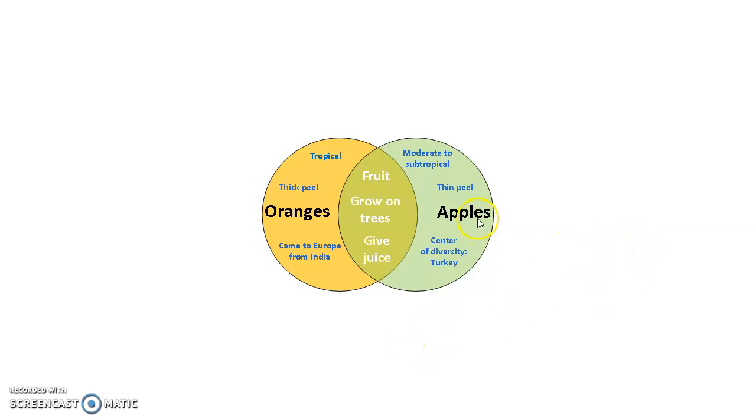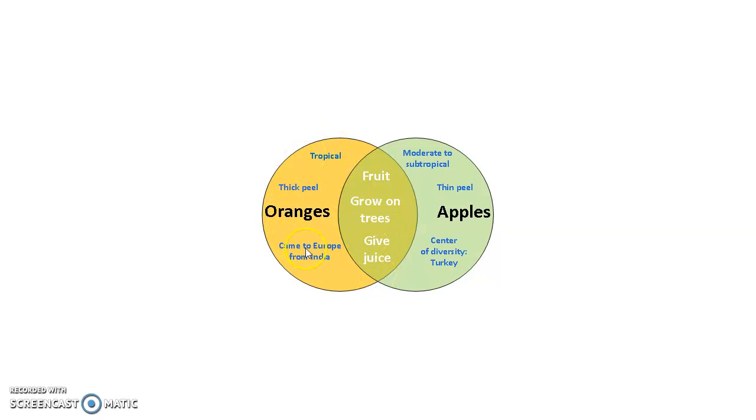What's going on here is they are using this one circle to talk about everything related to apples. They have a thin keel. They're in moderate to subtropical climates. The center of diversity is Turkey. It's a fruit, it grows on trees, and it gives juice. Well, oranges are tropical, have a thick keel, and came to Europe from India, and they are also a fruit, grow on trees, and give juice.